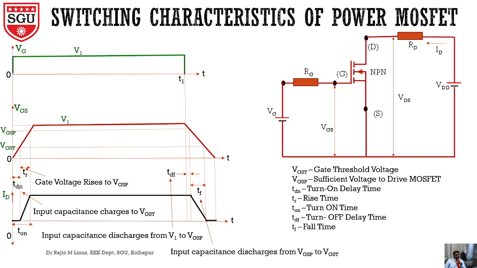Now I hope you understand what is meant by on time. On time is nothing but the delay time during on time plus the rise time. Off time is nothing but the delay time during off time plus the fall time. So it is called the total off time. So these are all about the switching characteristics of the power MOSFET.